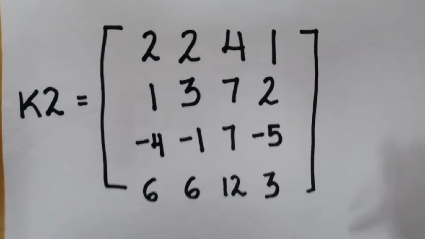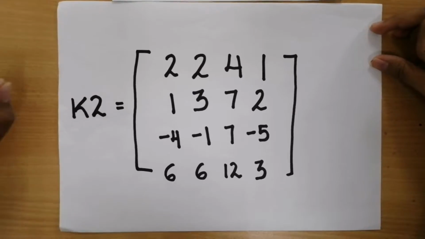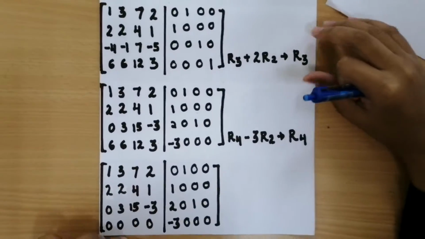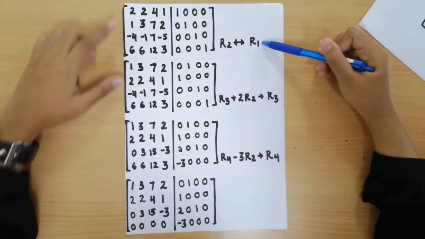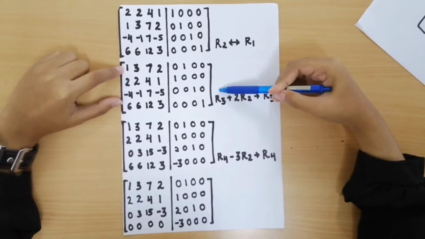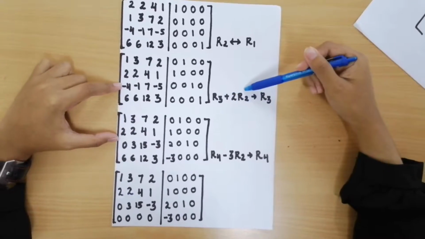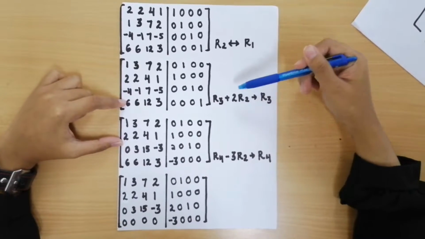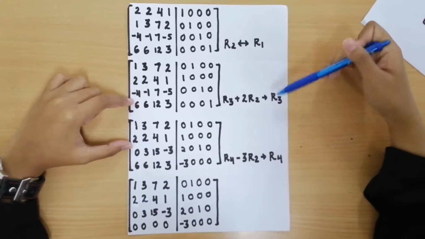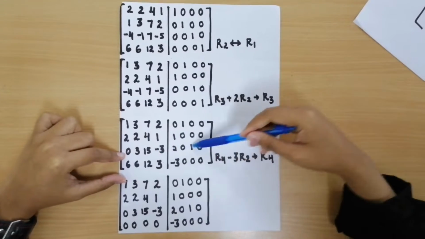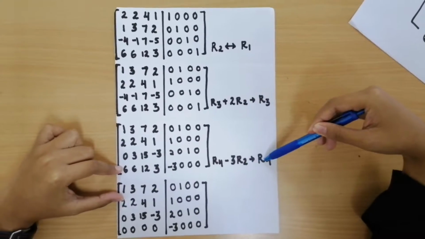So hello guys, now I will explain to you how we are going to find the inverse of the K2 matrix using the ERO method. The first step is we need to swap row 2 with row 1, so now we already have 1 here and we need to turn all of this into 0. To turn it into 0, we do row 3 plus 2 times row 2, and change row 3 so it becomes 0 here. Next we make row 4 minus 3 times row 2, and change row 4.